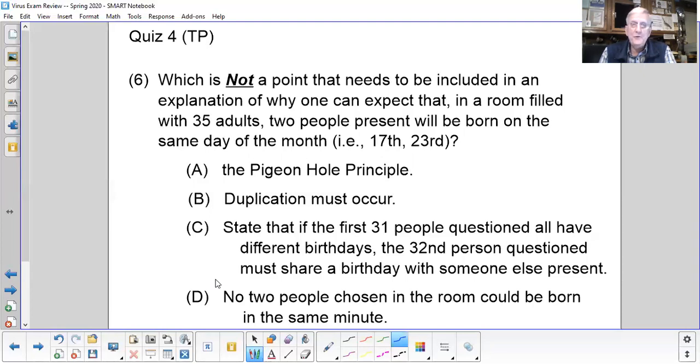Look at D. No 2 people chosen in the room could be born in the same minute. How many minutes old are you in a particular month if you're born on the 25th? Well, obviously there are too many minutes in a month to have this situation be able to be said. No 2 people chosen in the room could be born in the same minute. Well, they could be, but this has nothing to do with the setup of the pigeonhole principle. So the point not to be made is point D.